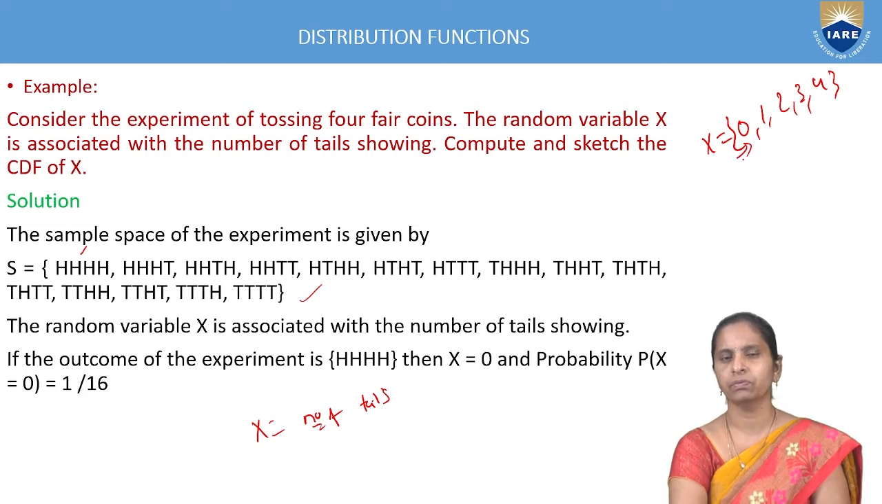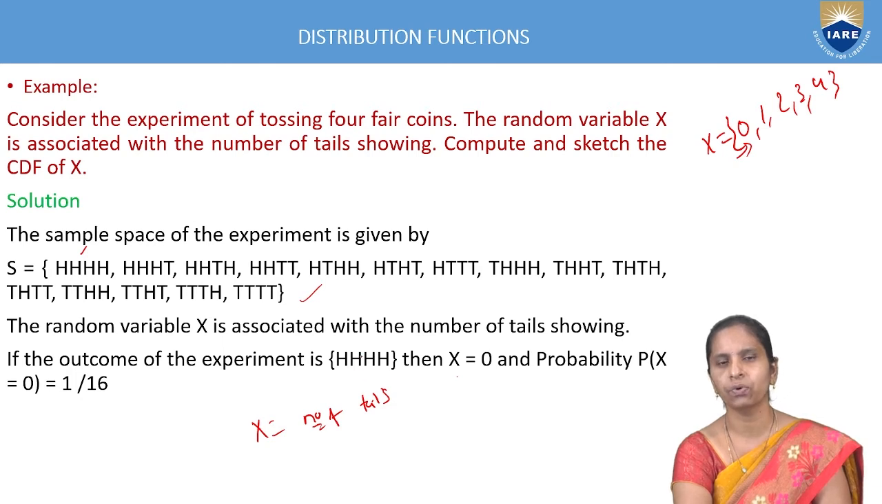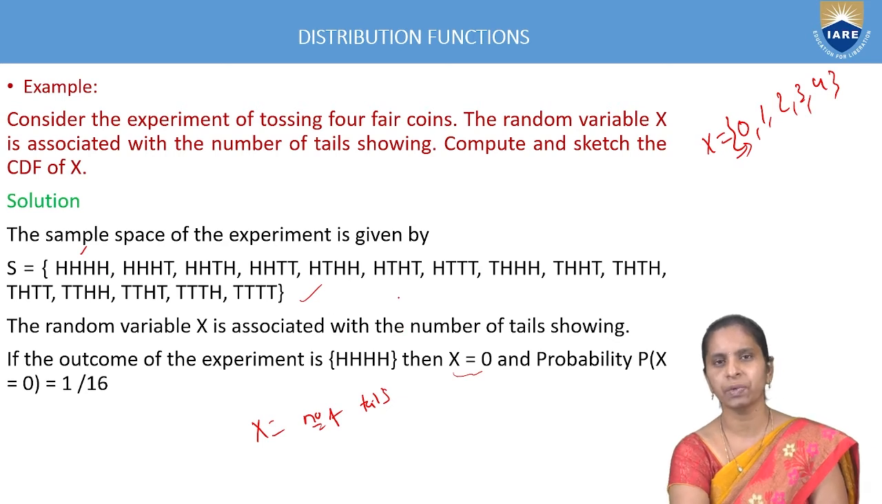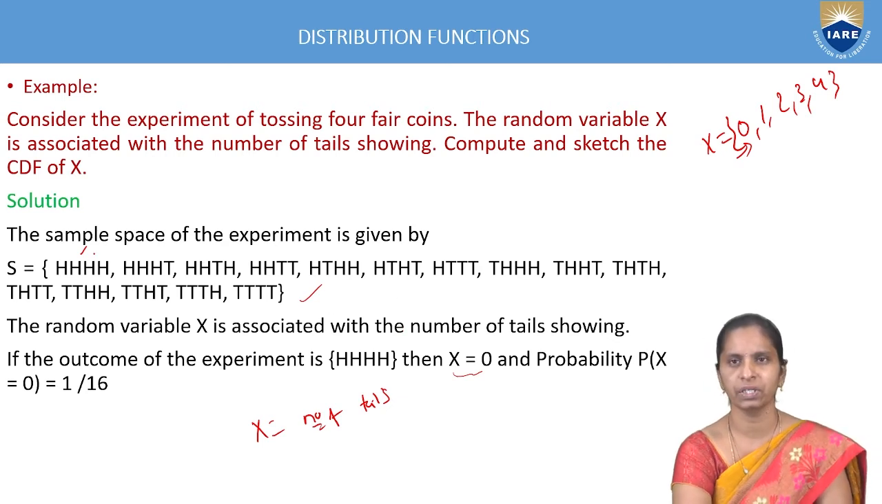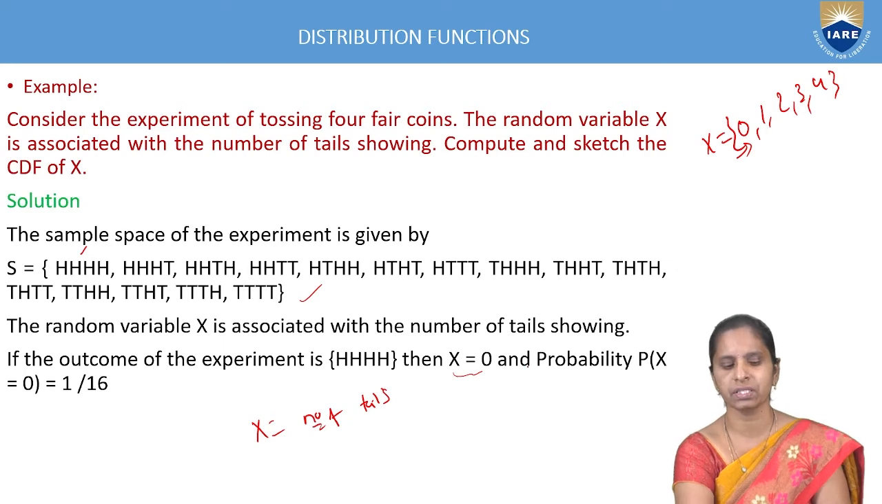Let us see. I'll get x equals to 0 when all the 4 coins show heads only. Because my x is nothing but the number of tails. No coin is showing tail, which means the coins are showing head. So in the sample space, how many possibilities are there? Only 1 possibility. Therefore, for x equals to 0, the possibility is all the coins are heads.